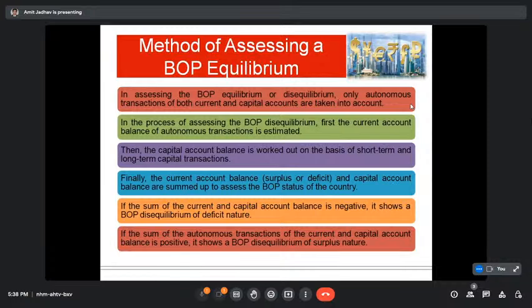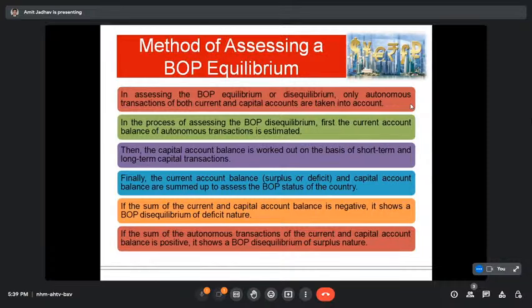If the sum of the current and the capital account balance is negative, I repeat again, if the sum of the current as well as capital account balance is negative, it shows the country's BOP has a disequilibrium of a deficit nature. So they have a deficit in their balance of payment.